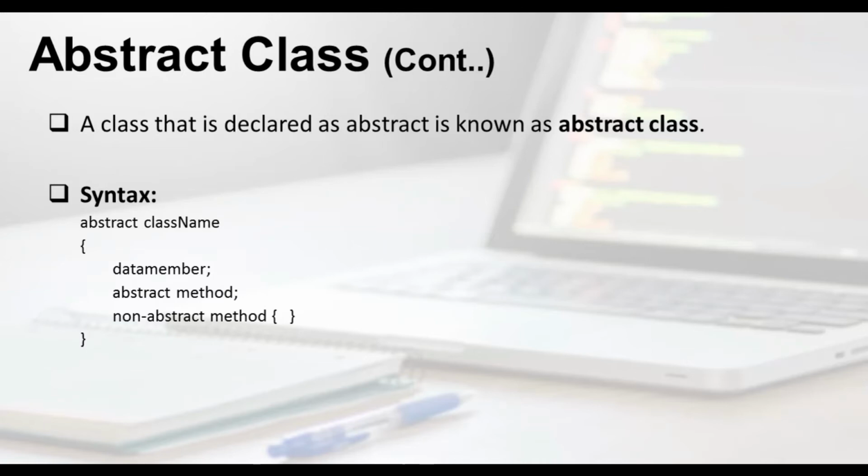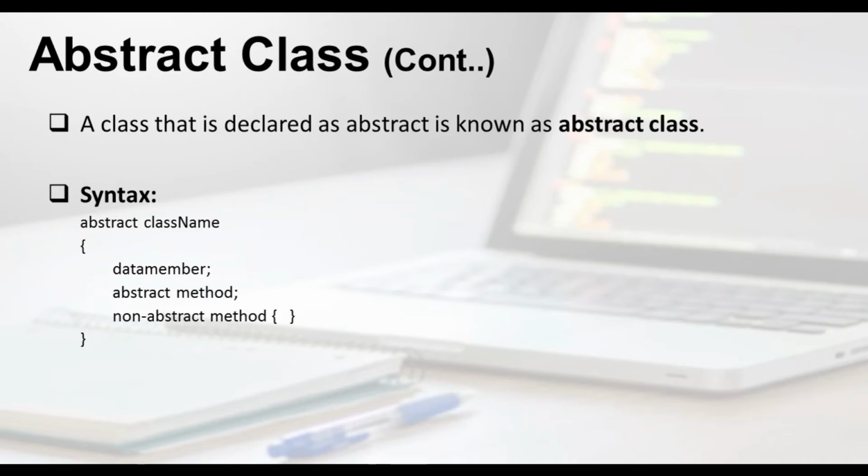Now as shown in front of your screen, the syntax looks like abstract and then the class name. As you define a class name, here you have to define the abstract keyword before the class name. In the two curly braces you can define a data member, abstract method and non-abstract method. Now an abstract method can define just the name of the method, meaning the body of the method will not be there, the logic of the code will not be implemented in an abstract method.